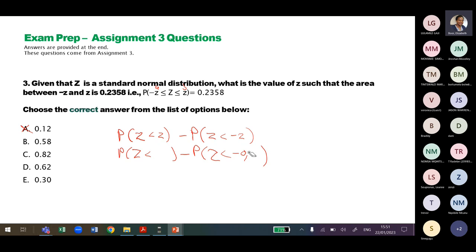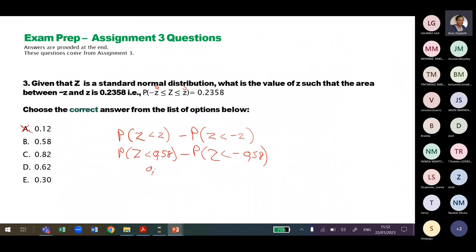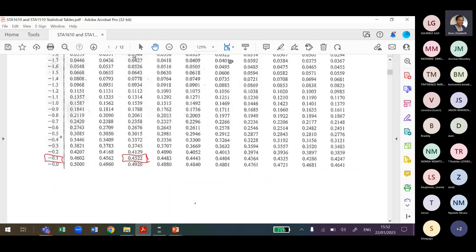We're going to change to the next one. Let's go to the next one. 0.58 minus 0.58. Go to the positive side and look for the probability. 0.58 is the second last column: 0.7190. 0.7190 minus, we go to the negative side and look for negative 0.58, second last column, which is 0.2810.